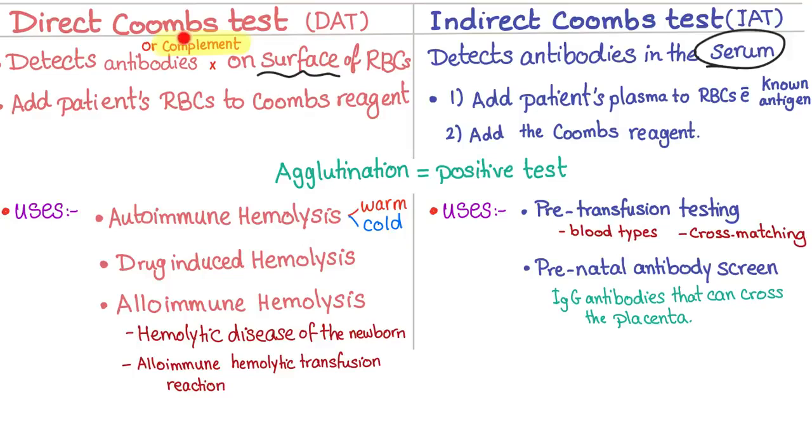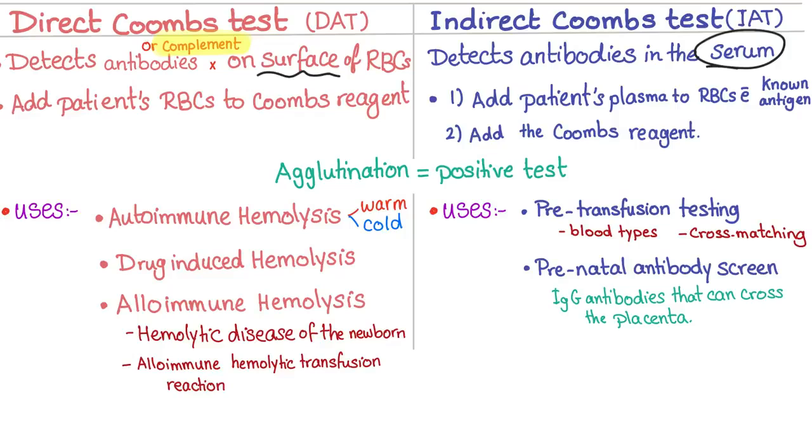Uses of the direct Coombs test or the direct antiglobulin test. Autoimmune hemolytic anemia can be warm or cold. Drug-induced hemolysis. Alloimmune hemolysis such as hemolytic disease of the newborn, alloimmune hemolytic transfusion reaction. All of them involve antibodies or complement on the surface of red blood cell.